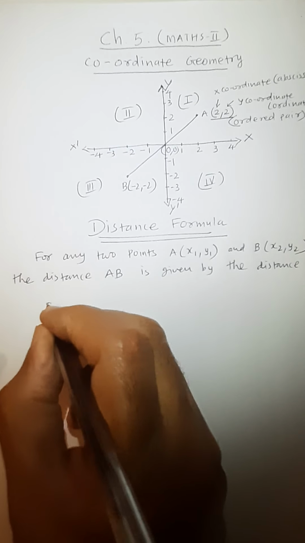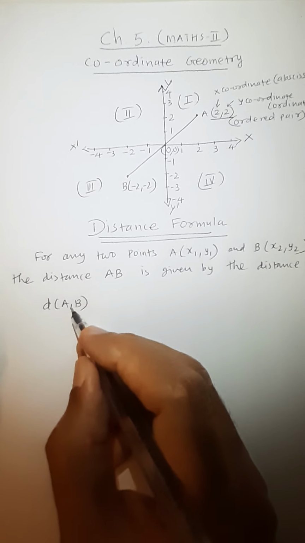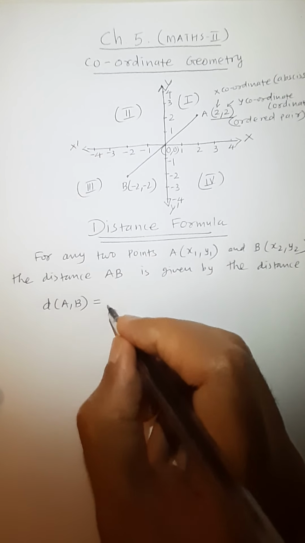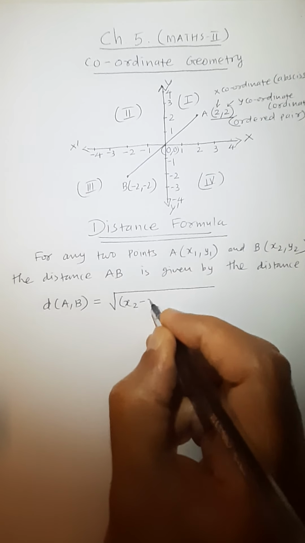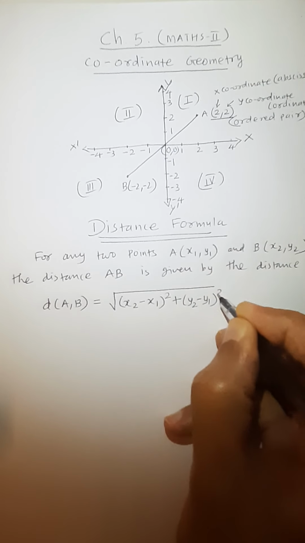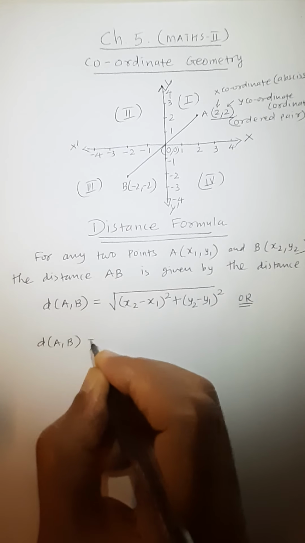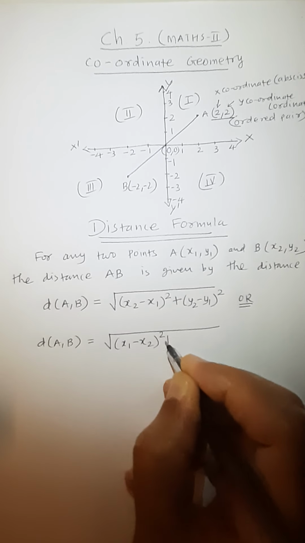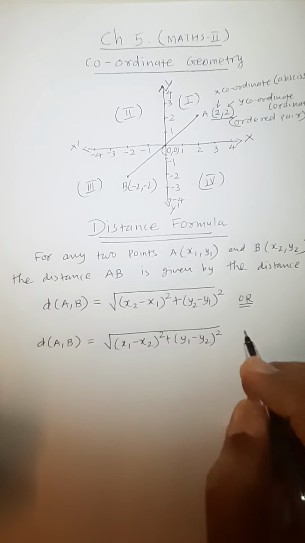What is the distance formula? See how we write distance AB, which you have studied in 9th standard. D, we use a pair of brackets, A, B we have to write. And how to read this? Distance between the points A and B is under square root x2 minus x1 the whole square plus y2 minus y1 the whole square. We can also write this as distance AB equal to under square root x1 minus x2 the whole square plus y1 minus y2 the whole square. It doesn't make any difference, the meaning is the same.